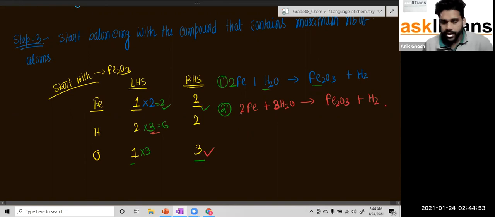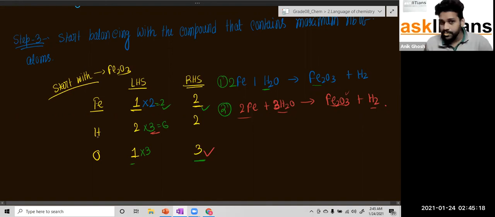Fine. We have 2 Fe, we have 2 Fe balanced. We have 6 hydrogen, we have only 2 hydrogen. The hydrogen is not balanced. We have 3 oxygen and we have 3 oxygen. The oxygen is also balanced. So now only the hydrogen is not getting balanced so far.